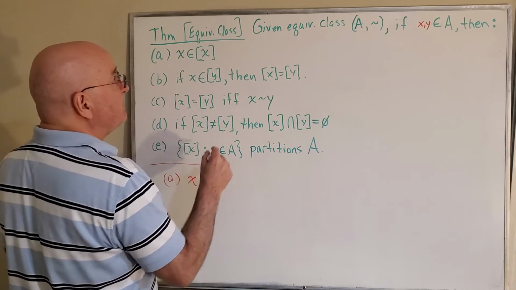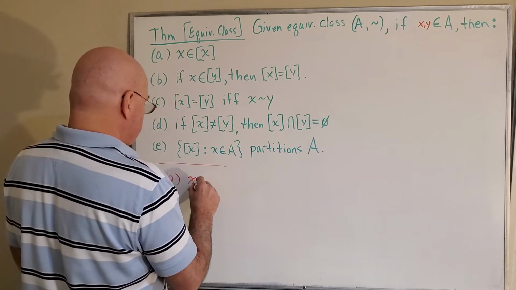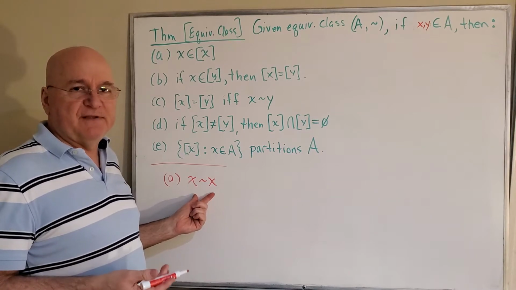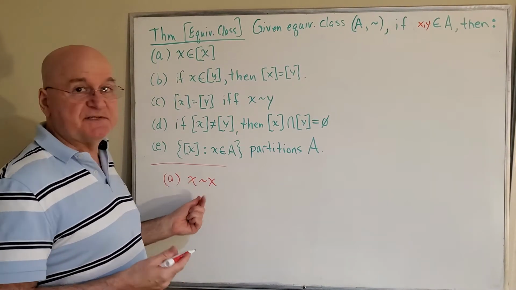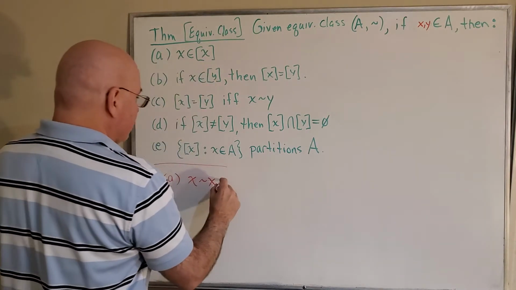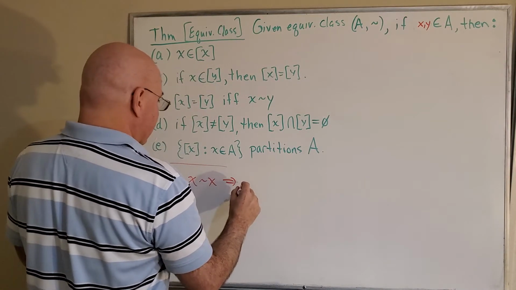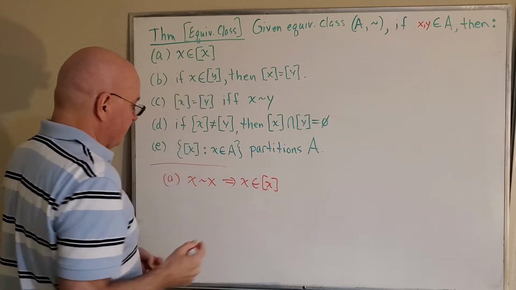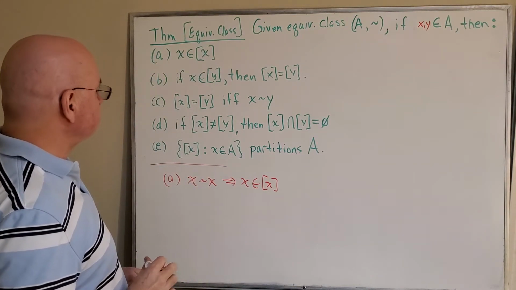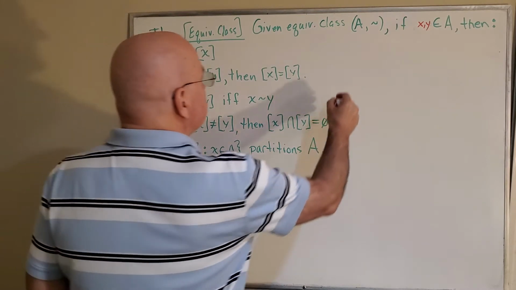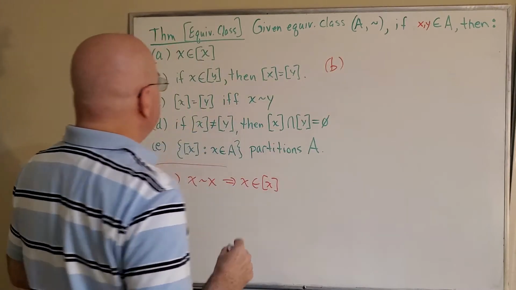Since this is an equivalence relation, this is just by reflexivity: X relates to X. Therefore, it's in that set, because this set contains everything that's relatable to X. That was a really simple proof. And maybe we'll do one more. Let's do B. The proof of B.